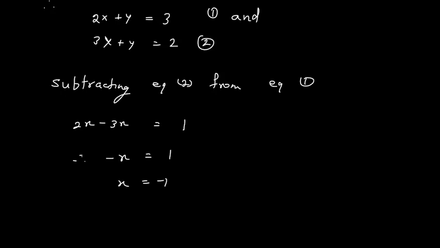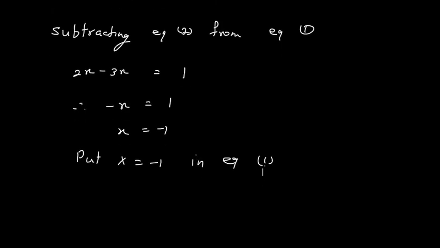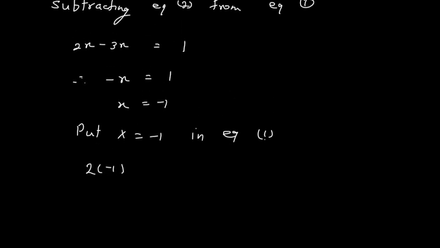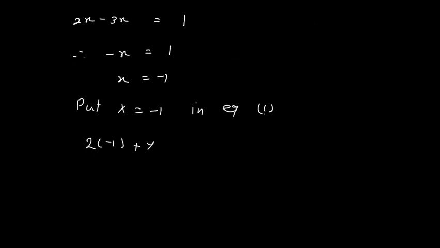Now we put x is equal to minus 1 in equation 1. So what we get? We get 2x, that is 2 into minus 1, plus y, and this will give me 3. So therefore y is equal to 3. This is minus 2, so it will come here and become plus 2. So I get y is equal to 3 plus 2 is 5. So x is minus 1 and y is 5. This is the answer. This is our question number 20.